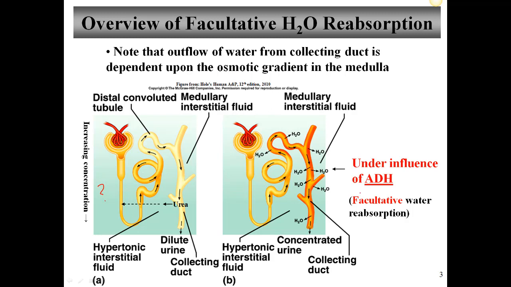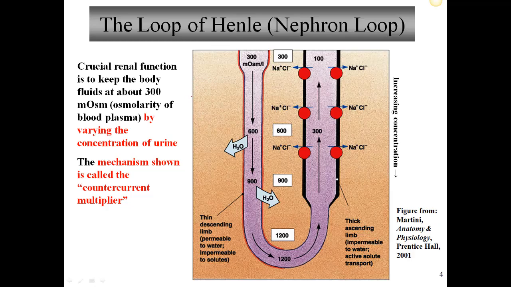Just to make sure that you understand what we mean when we talk about facultative reabsorption of water, it's the reabsorption of water but only under the influence of ADH. When ADH is present, water can leave the collecting tube or collecting duct and be reclaimed by the body. This is what we term facultative water reabsorption. Okay, so now we want to move on and talk about why the interstitium of the medulla is so concentrated. What gets it that way in the first place?